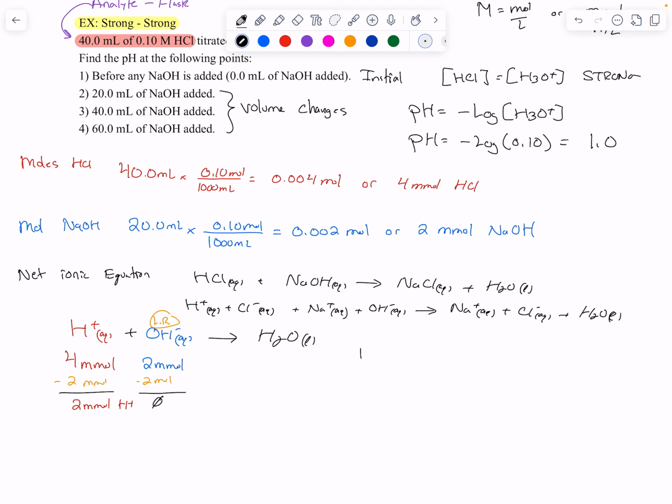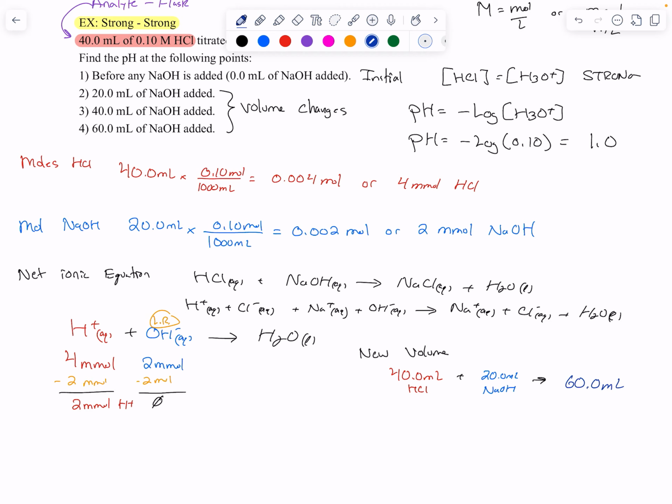But now the new volume, right? We started with what? 40 milliliters from the HCl, and we're adding 20 milliliters from the NaOH, right? So that means our new volume is 60 milliliters.